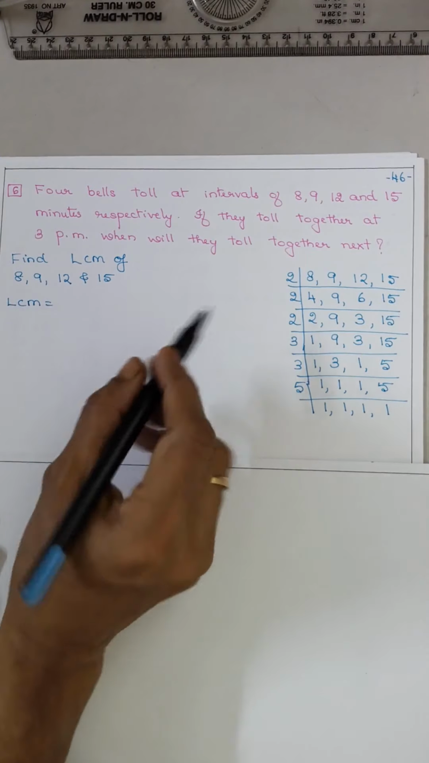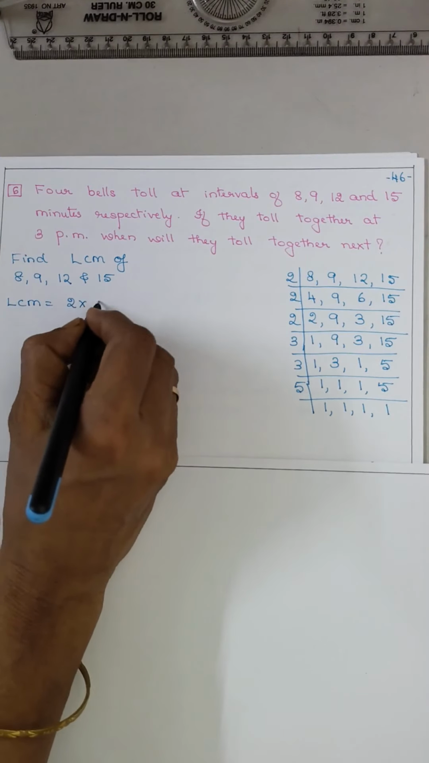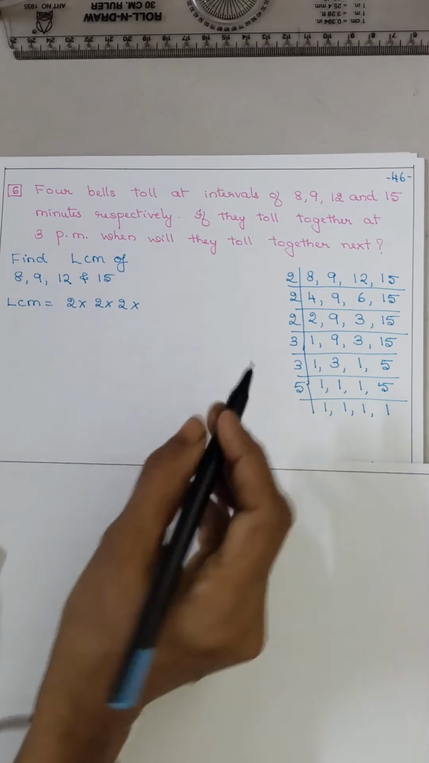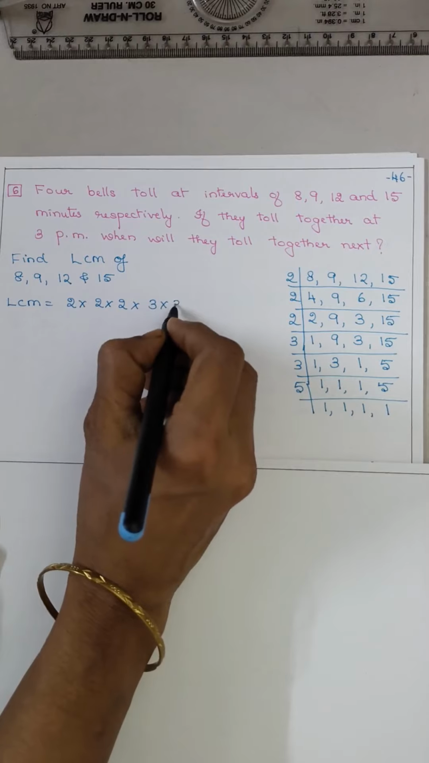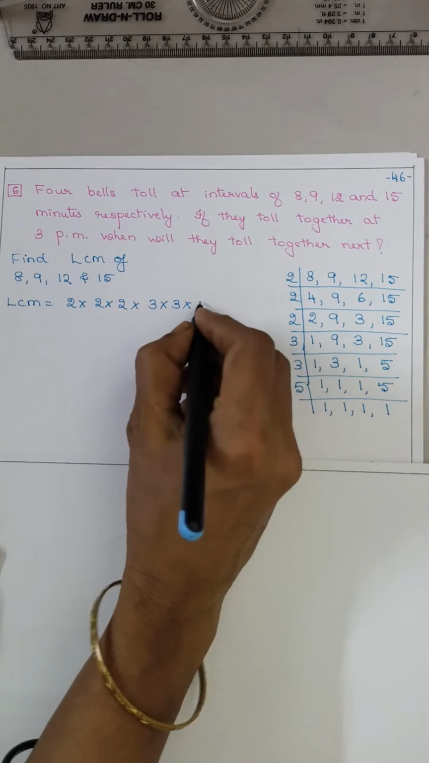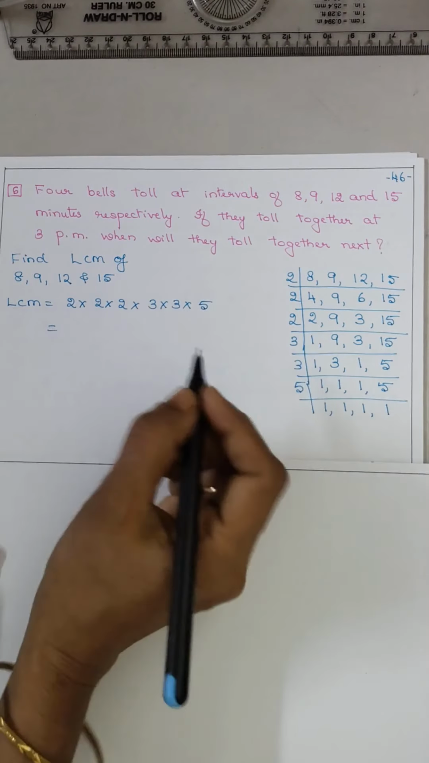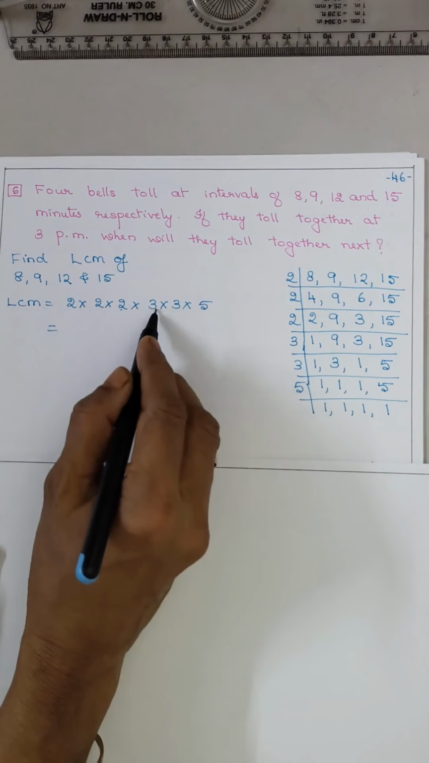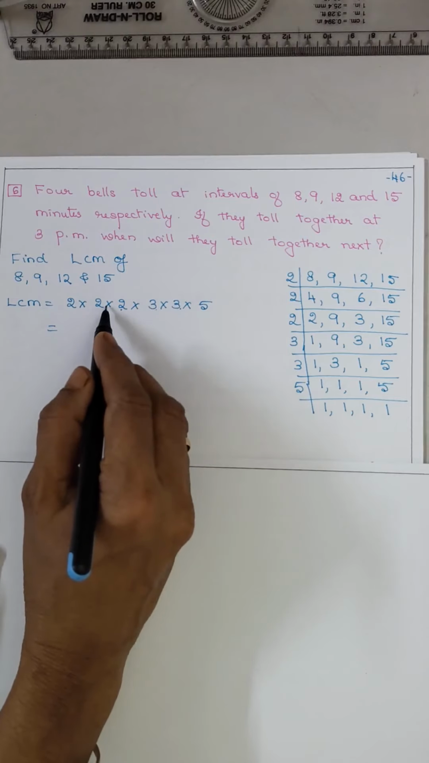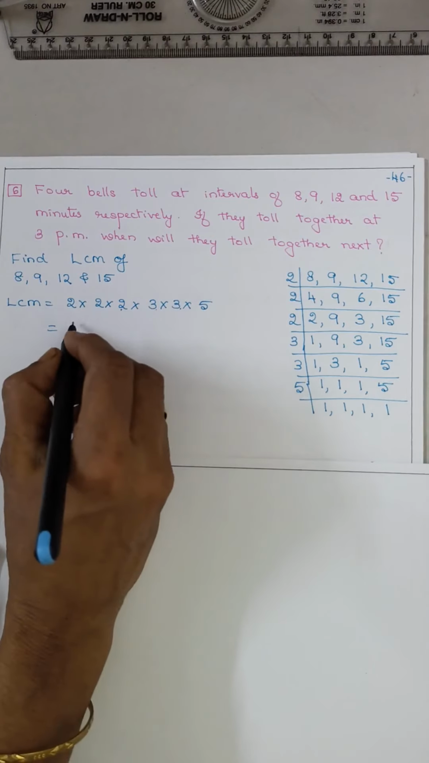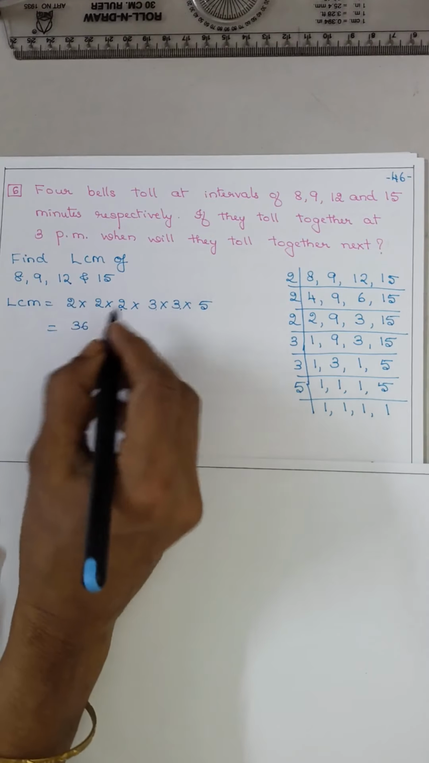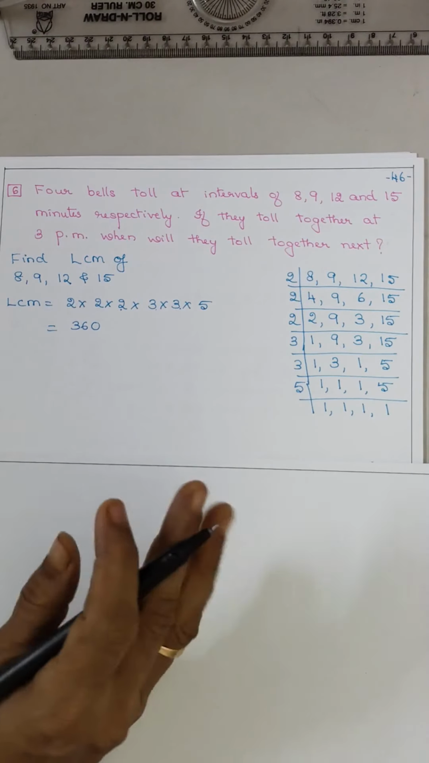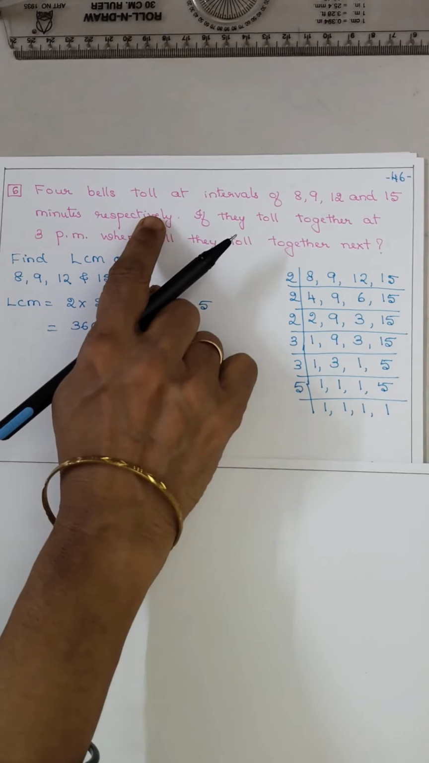Now find out the LCM, which is 1, 2, 3. 3 times 2, 2 times 3 and 1 time 5. Okay, 2 5s are 10, 2 2s are 4, 3 3s are 9, 9 4s are 36 and 2 5s are 10, so 360. 360 is the LCM.